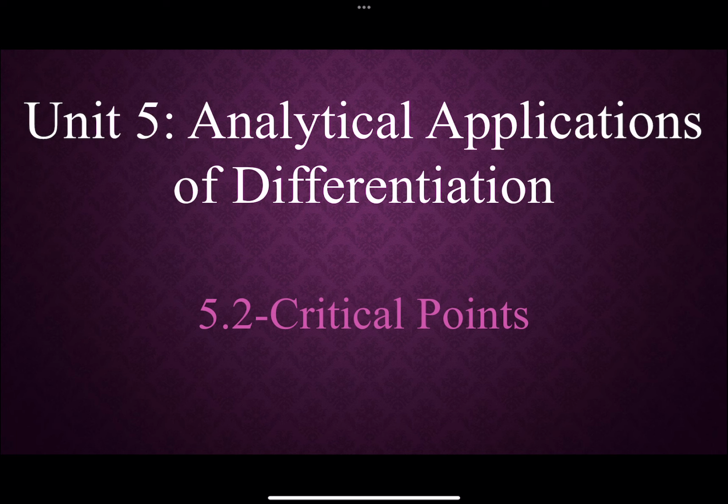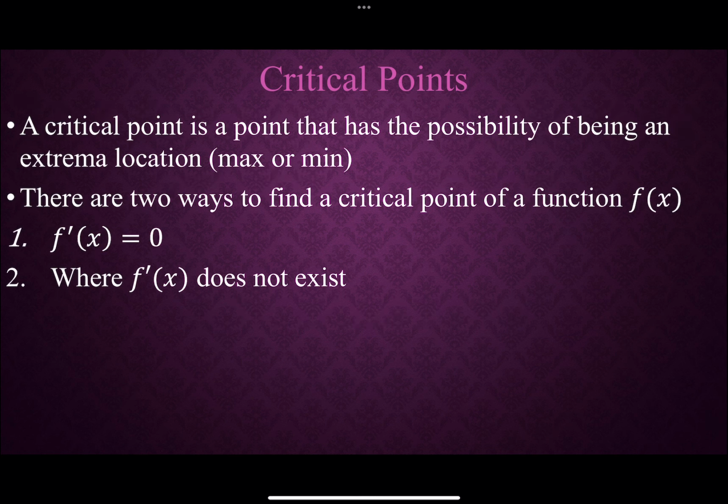All right, welcome back. So here we're talking about 5.2, critical points. These are the locations we explored a lot with the mean value theorem, when the average rate of change was 0. You're saying the derivative equals 0 and solving that. That's one of the ideas behind critical points.